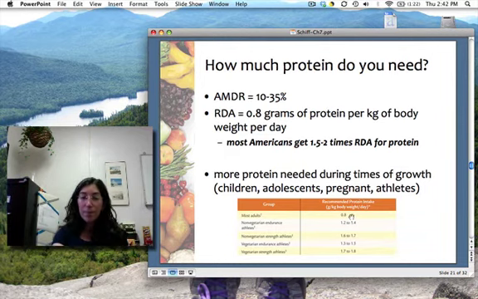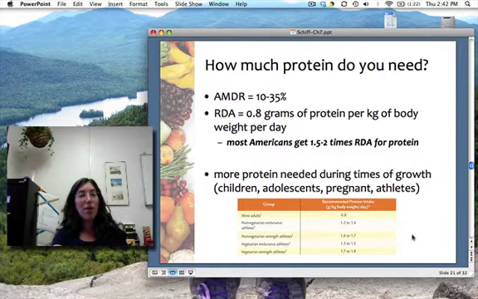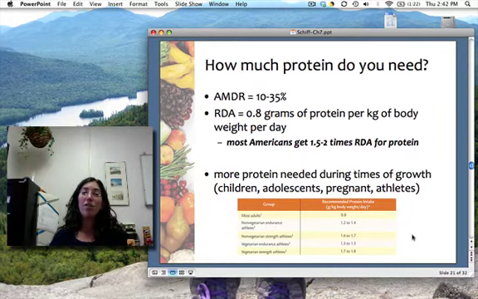So also during periods of growth, our protein needs are slightly higher. You'll see that when we get to the chapter on nutrition during the life cycle, that protein needs in children are a little bit high, and especially during adolescence.